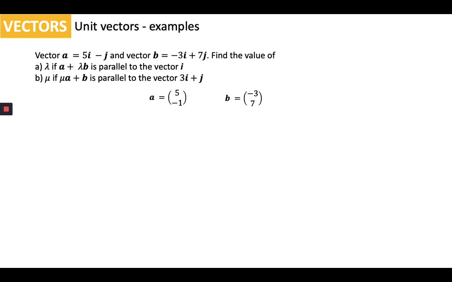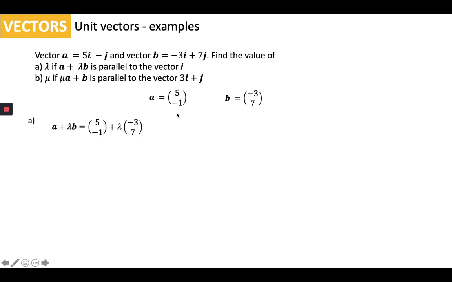So I want to find the value of lambda if a plus lambda b is parallel to the vector i. Okay. So again, I've got this thing where it's parallel to the vector i. I want to know what this is when it's parallel to the vector i. So I've got a plus lambda b, and I can write it using my column vectors. I've just substituted them in: 5, negative 1 plus lambda lots of negative 3, 7.